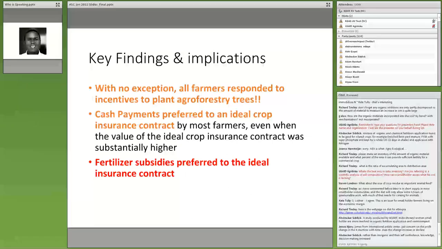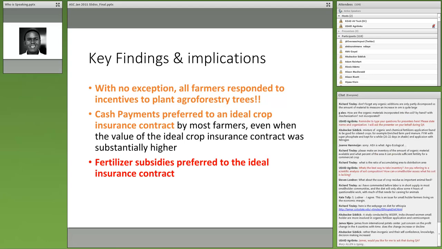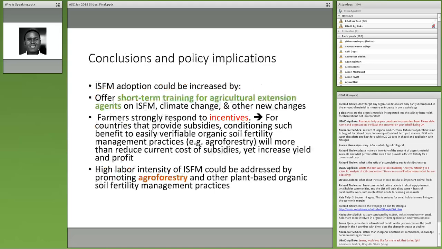And secondly, the cash payment was preferred even in the cases where the premium from the insurance was better than the cash. Again, that's something which is telling us that those insurance and all those things, they are not yet internalized by the farmer. They still don't know them. So that's one of the reasons.